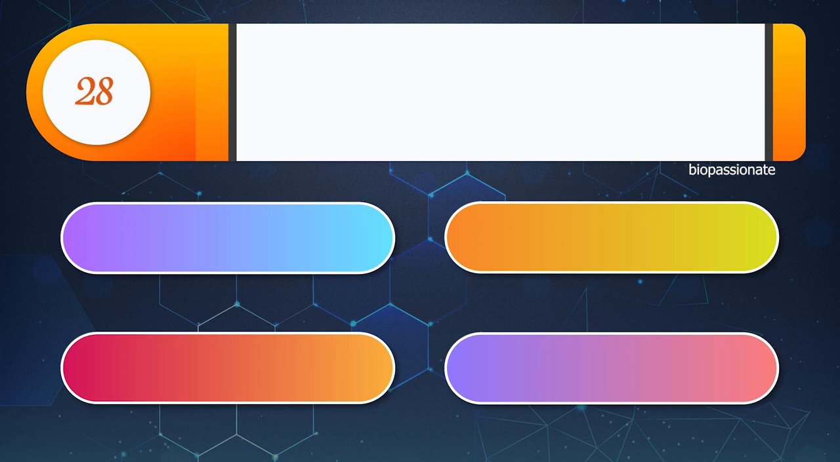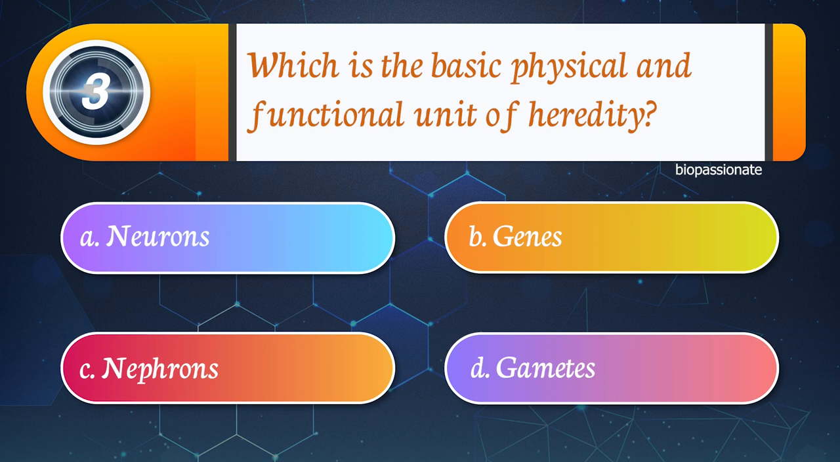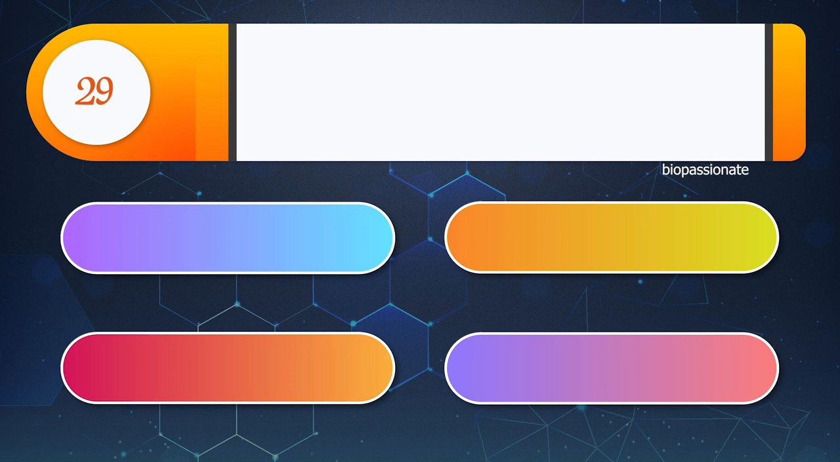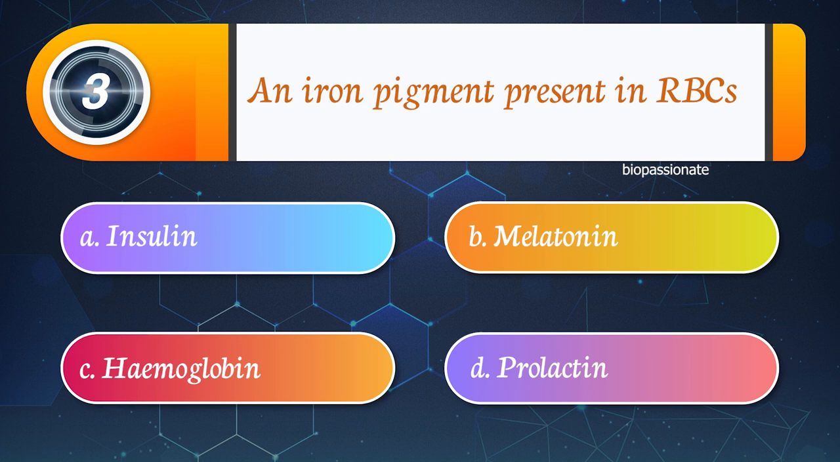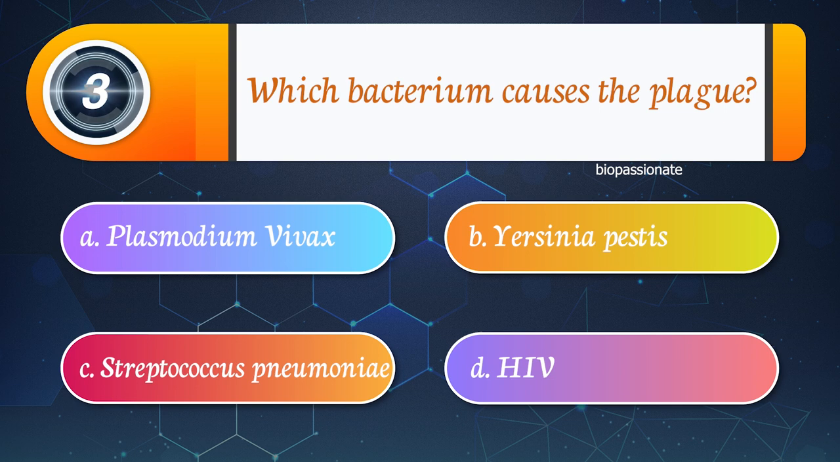Which is the basic physical and functional unit of heredity? Genes. Malaria disease is caused by Plasmodium vivax. An iron pigment present in red blood cells? Hemoglobin. Which bacterium causes the plague? Yersinia pestis.